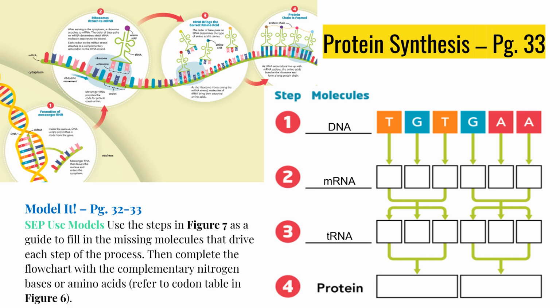Now let's get into what things code for. TGTGAA codes for ACACUU. Then the tRNA will code for UGU GAA, and UGU will code for the amino acid cysteine, and GAA will code for the amino acid glutamic acid.